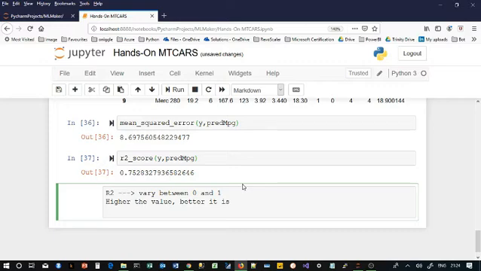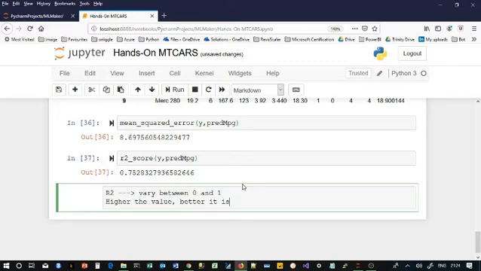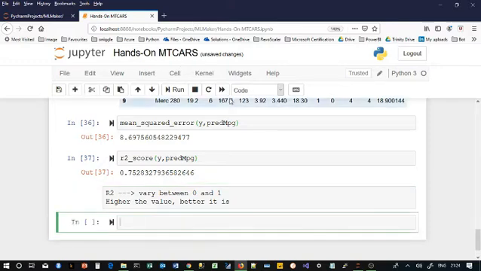Now, what is the intuition behind R square? In order to understand this, you need to understand something called a baseline model. That's the other terminology we are introducing. What is a baseline model? A baseline model is also called the worst case model.